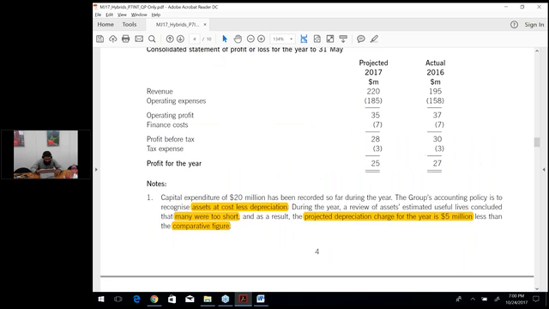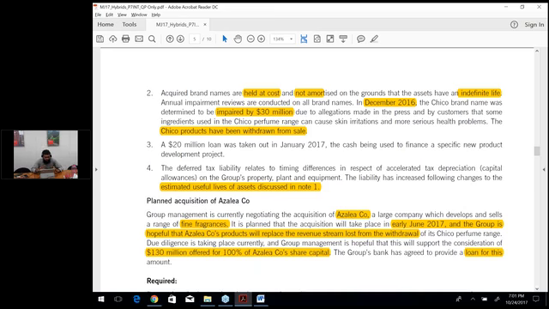So if we are preparing the company's financial statements for the 31st May 2017, what we need to do is consider what are going to be the risks with respect to the planned acquisition of this Azalia company. So there are certain things.